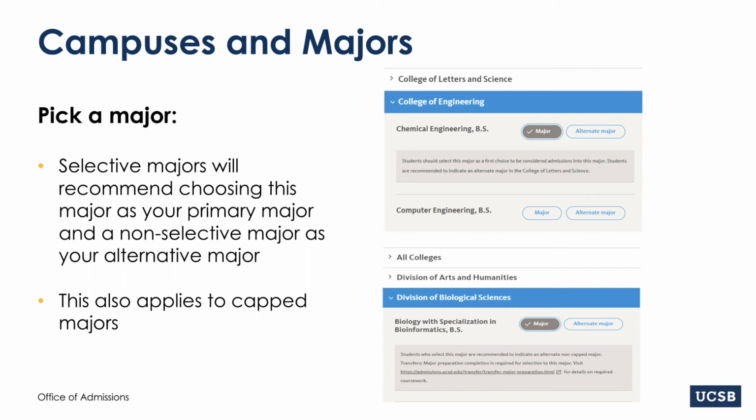Similarly, a gray box will appear if you select a capped major, meaning a major that has a limited amount of space available. The second example is biology with a specialization in bioinformatics at UCSD. You will see they recommend students select a non-capped alternate major if they select this as their first choice major.